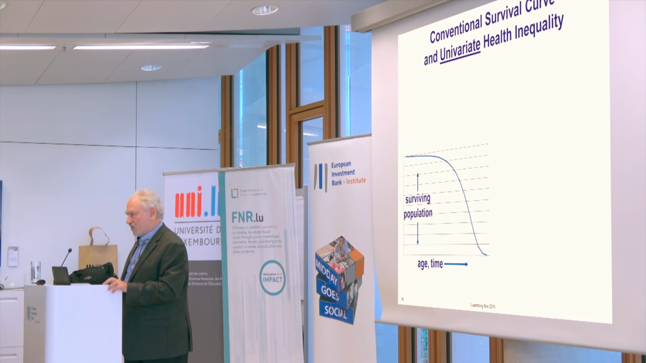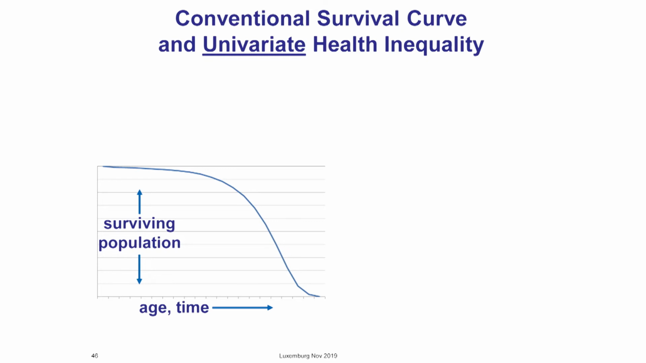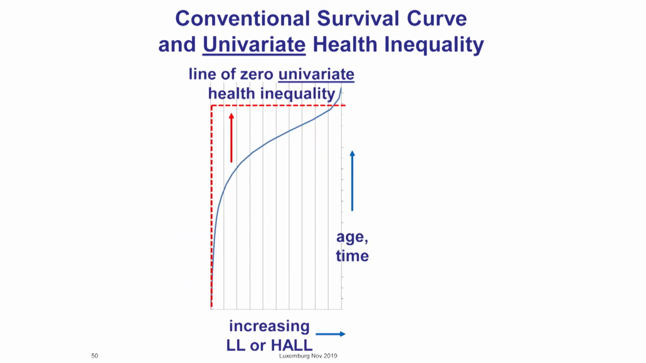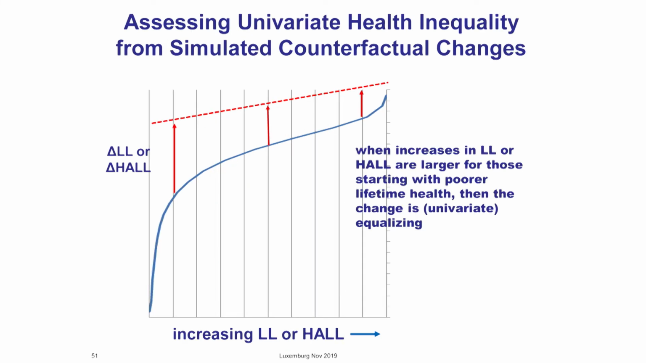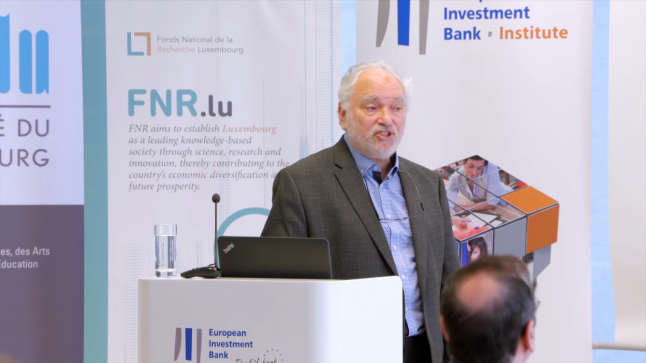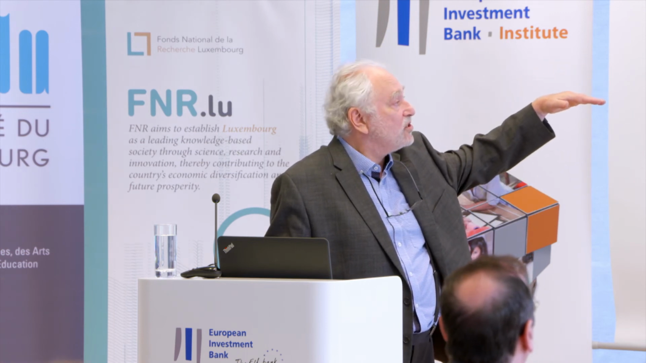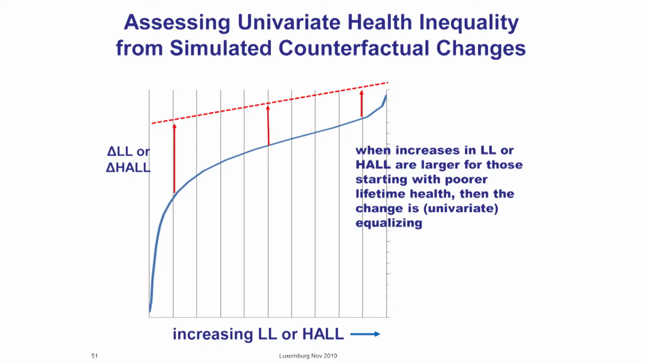And how are we going to make this work in terms of a univariate measure of health inequality? Well, here's that survival curve that we saw a la Julian Legrand. And I'm going to rotate it a little bit like this. And then what we can do is say, well, there's our line of health, zero univariate health inequality. And if we simulate a change where the line goes up and has a less steep slope so that the increase in life length or health-adjusted life length is bigger at the lower end, I should back up.